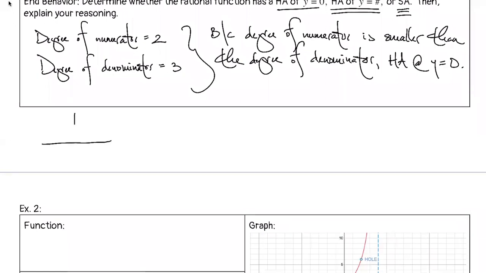If you have a vertical asymptote and you cross that vertical asymptote, this fails the vertical line test, which would mean that it's not a function. So that is why you cannot cross a vertical asymptote.